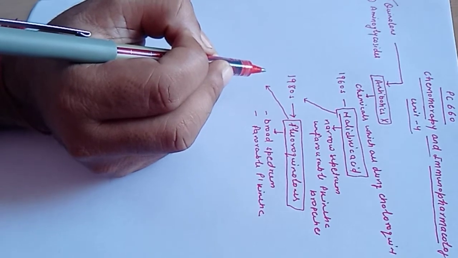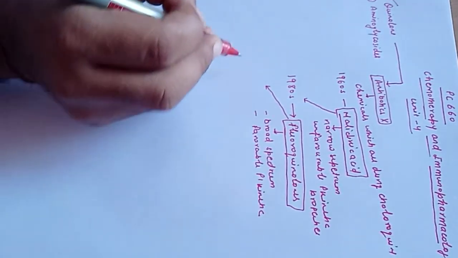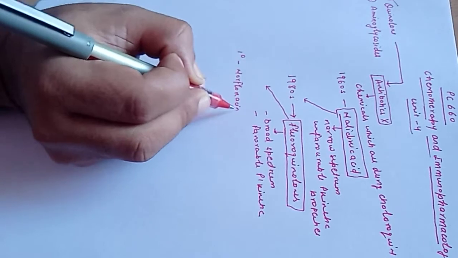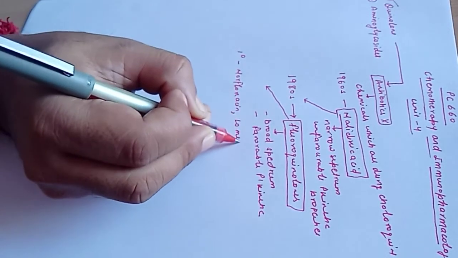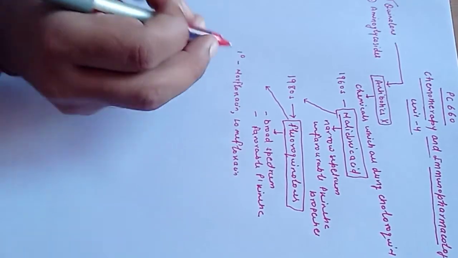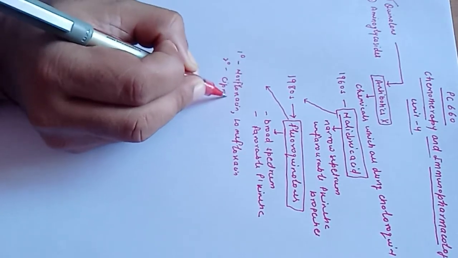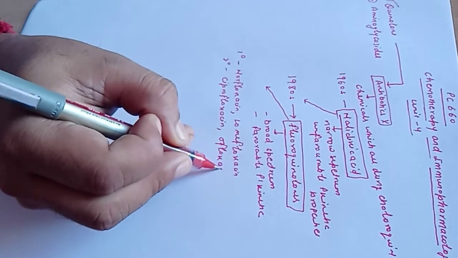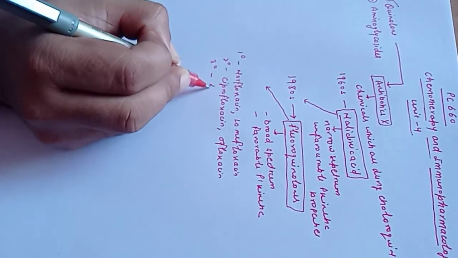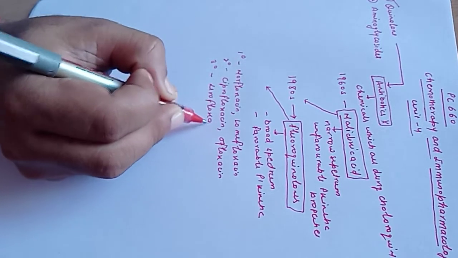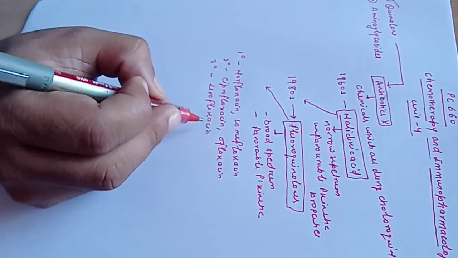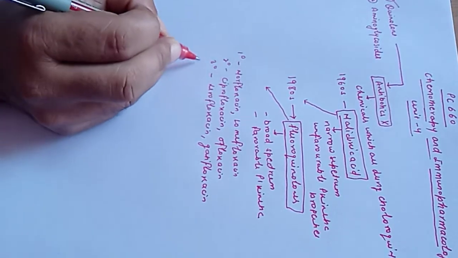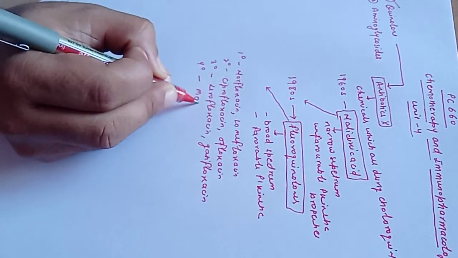And there are various generations of fluoroquinolones. First generation fluoroquinolones are norfloxacin and lomefloxacin. Second generation are ciprofloxacin and ofloxacin. Third generation fluoroquinolones are levofloxacin, which is obtained from ofloxacin, the levo form, and gatifloxacin. And now there is the fourth generation, which is moxifloxacin.